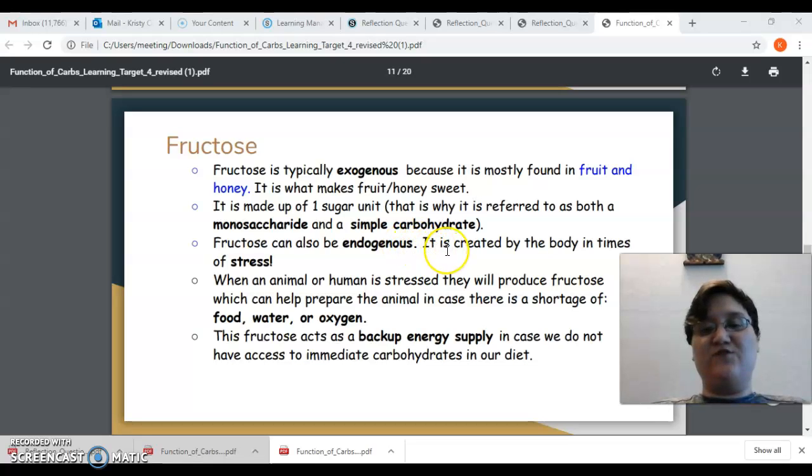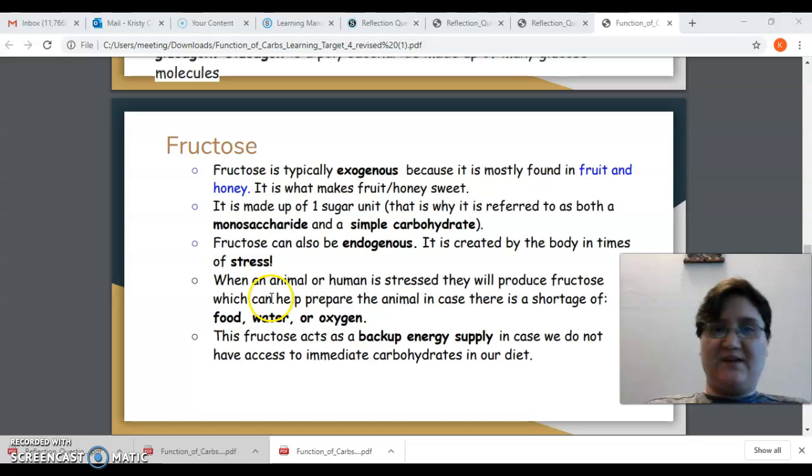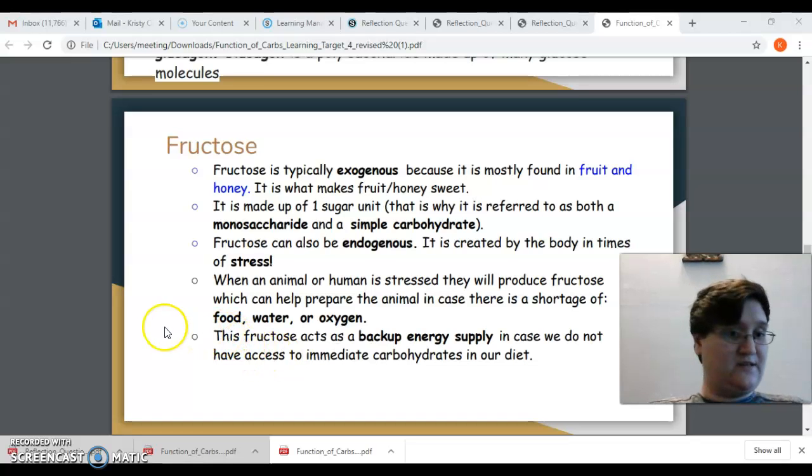If you're in severe stress, your body can actually produce fructose. And when I say stress, I don't mean like, oh my gosh, I have a test and I'm going to fail. Not the kind of stress I'm talking about. I'm talking about life-or-death stress. If your body is sensing that it's not going to get enough food, and even sometimes enough oxygen, it'll start producing fructose as a backup energy storage, which I think is really cool. It's like our body knows when we're in trouble and it's going to start backing us up with energy. I think that's pretty amazing.